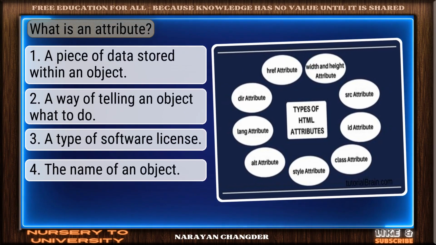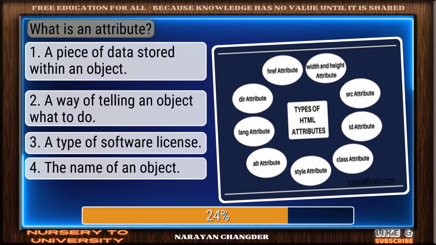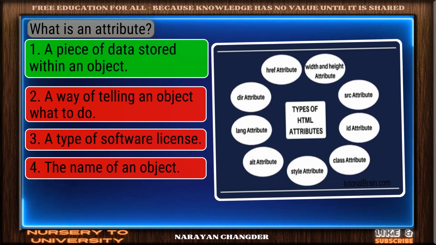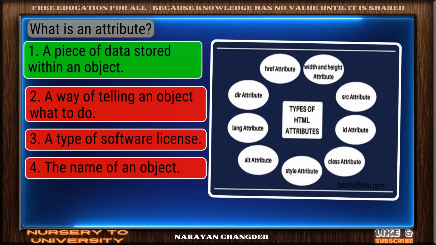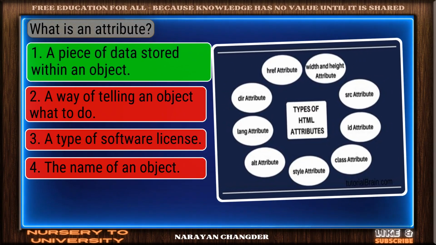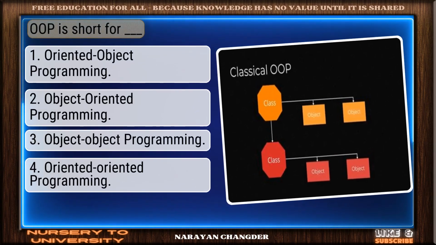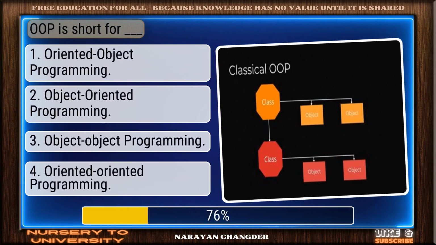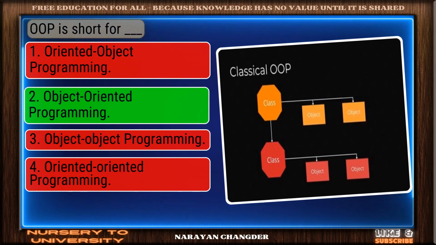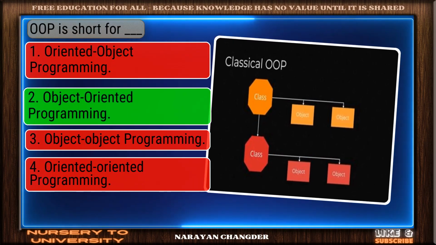Question number 72. What is an attribute? Well reasoned. A piece of data stored within an object is the correct choice. Question number 73. OOP is short for dash. Strong choice. Object-oriented programming is the right answer.